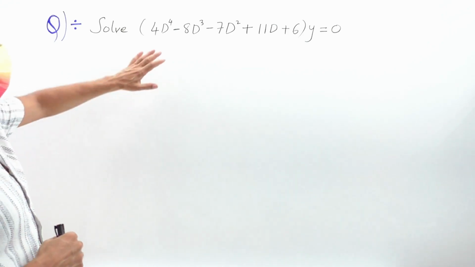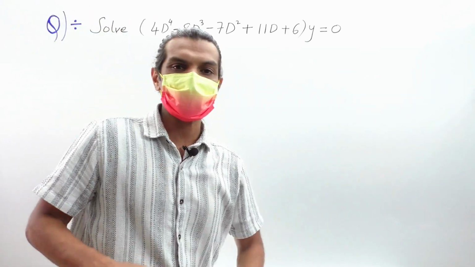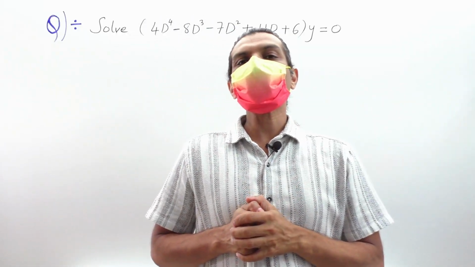Solve (4D^4 - 8D^3 - 7D^2 + 11D + 6)y = 0.